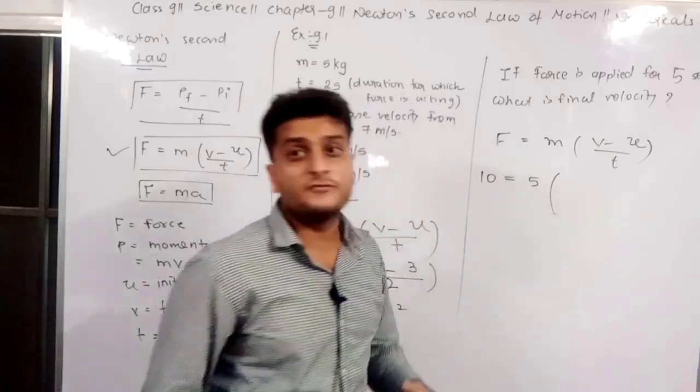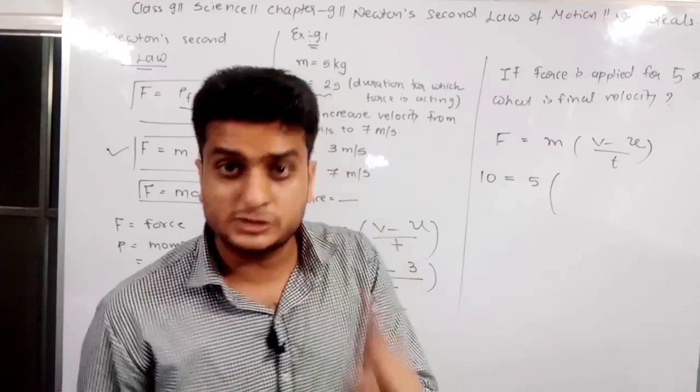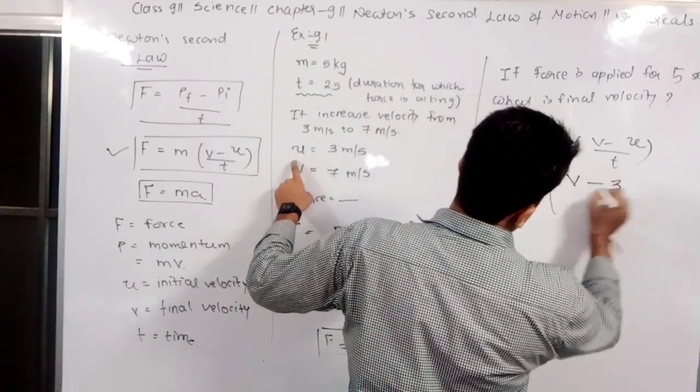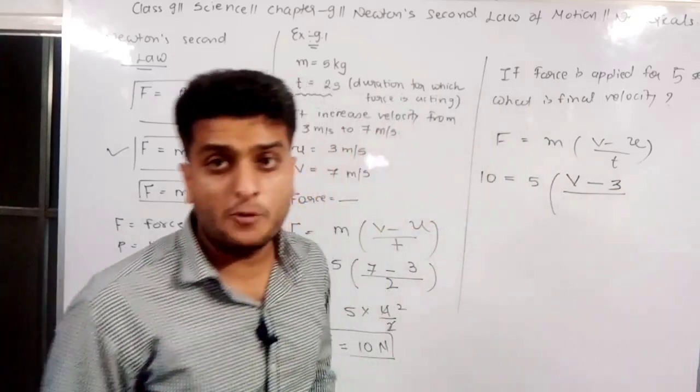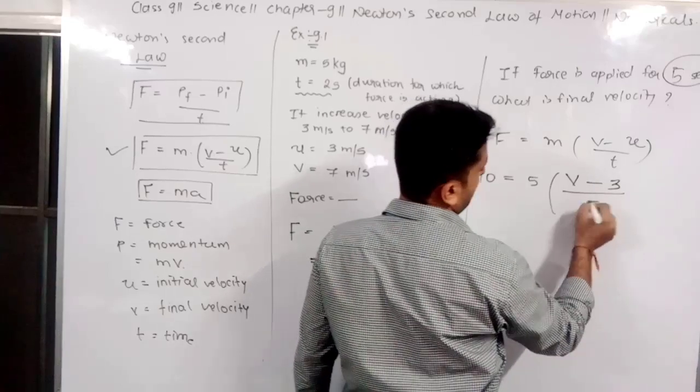Now you want to find what will be the final velocity. What will be the final velocity, that is you want to find. So v हम find करेंगे. Initial velocity was fixed, that is 3. And now the force is acting for how much time? Your force is acting for the time of 5 seconds. So instead of time, we will put 5 seconds.